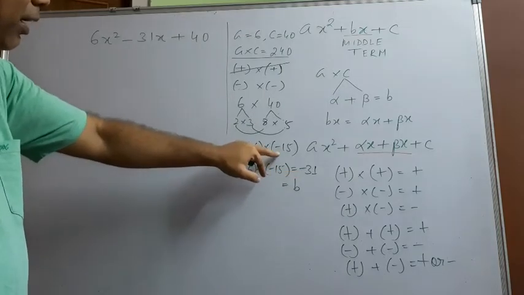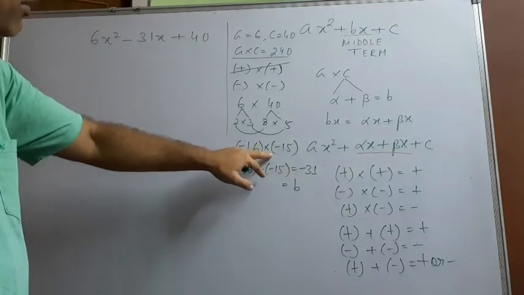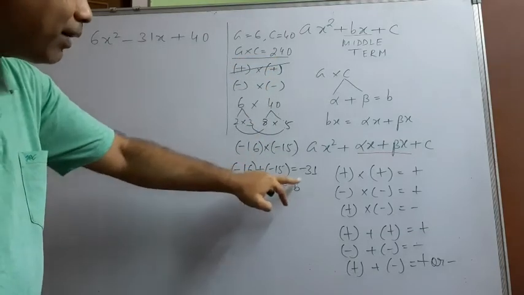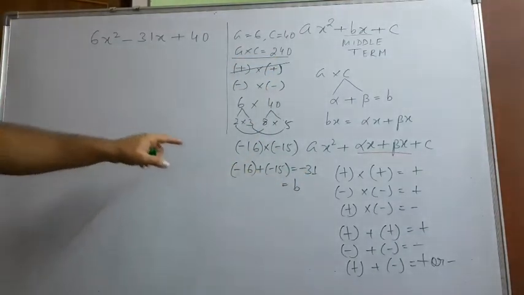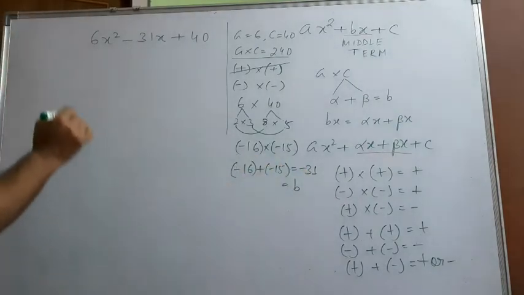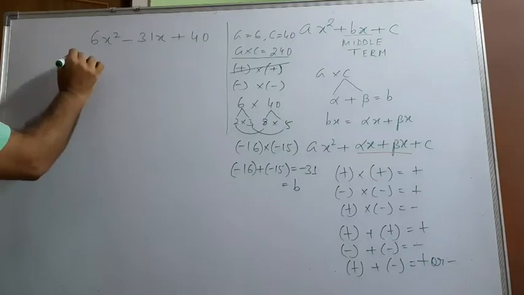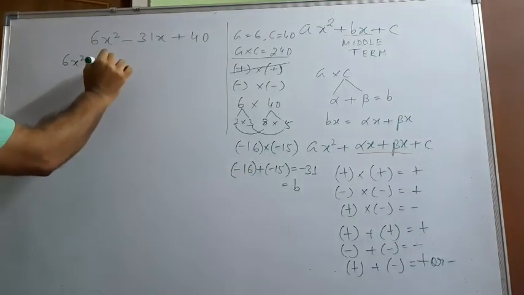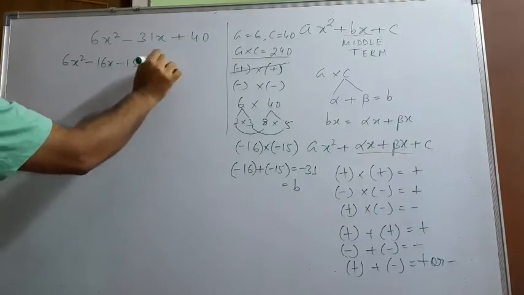I will take both the factors negative, because when you multiply two negative numbers you get a positive number, and when you add two negative numbers your answer will be a negative number. Why do I have to take negative factors? Because B is a negative number. So if I factorize, it is 6x squared minus 16x minus 15x plus 40.